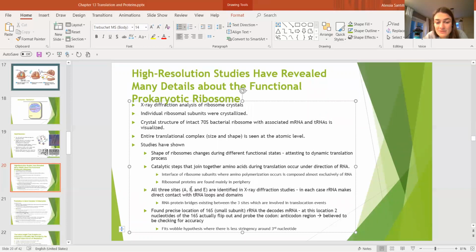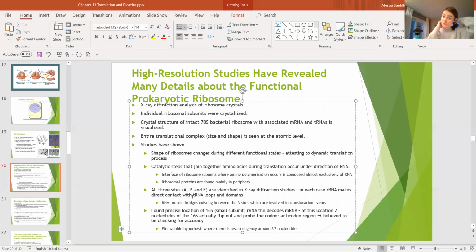All three sites, the A site, the P site, and the E site, were identified in X-ray diffraction studies. Again, in each case, the rRNA makes direct contact with the tRNA. And then they also found, and this is really interesting, that the 16S rRNA, the one that is attached to the mRNA and dragging it along, once the tRNA with its anticodon is attached, flips out two bases to check the first two bases of the codon-anticodon interaction, looking for base specificity to make sure it's correct. So it checks for accuracy.